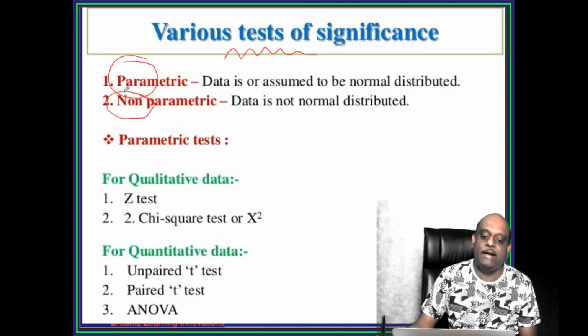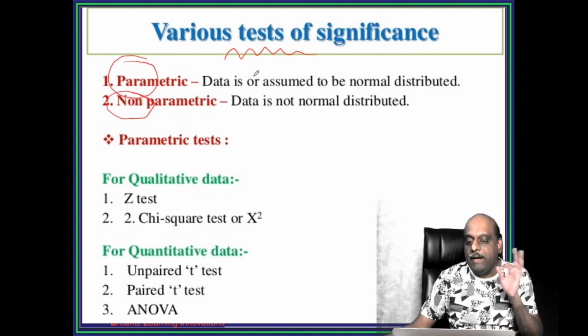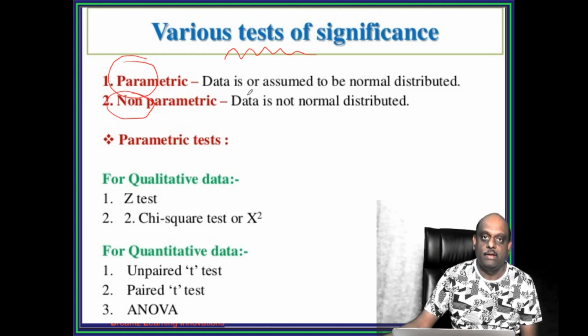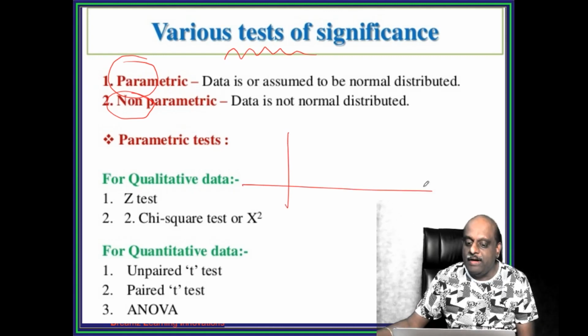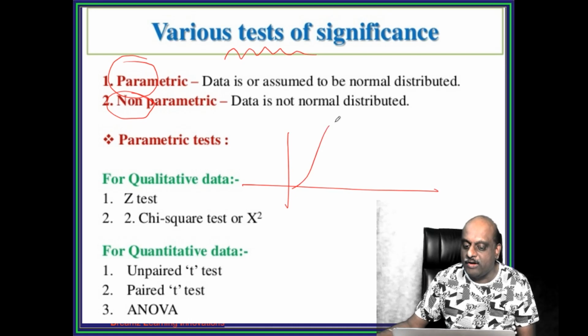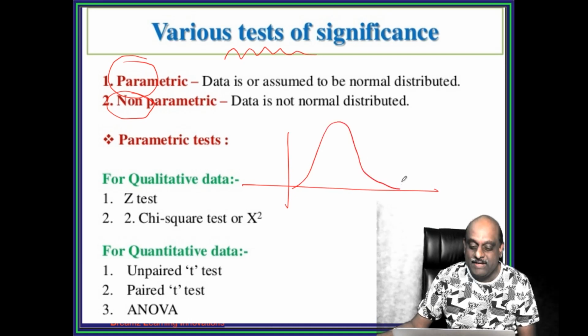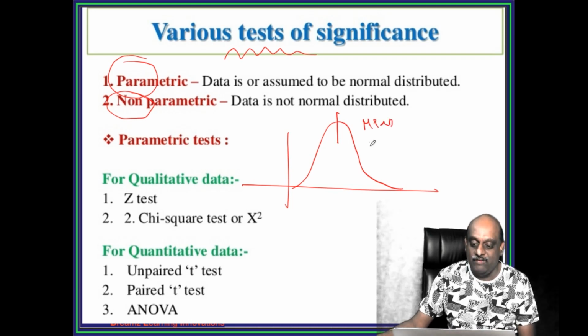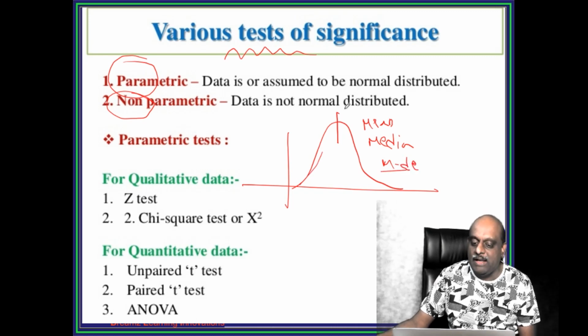Parametric, non-parametric. Parametric means typically you know normal distribution curve. What is that normal distribution curve? Bell-shaped curve which has a mean equal to median equal to mode. All the three will be equal. That is a bell-shaped curve, right? That is normal distribution.